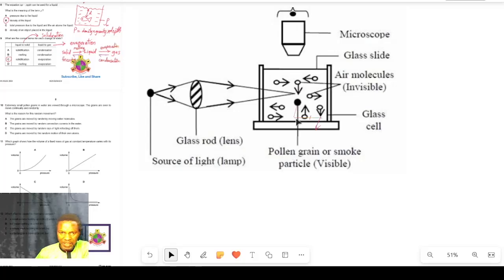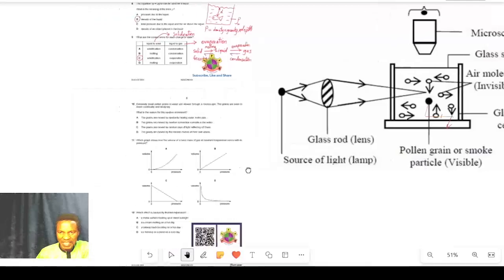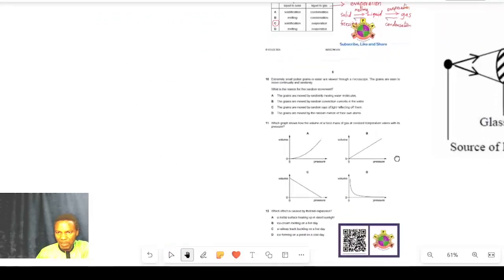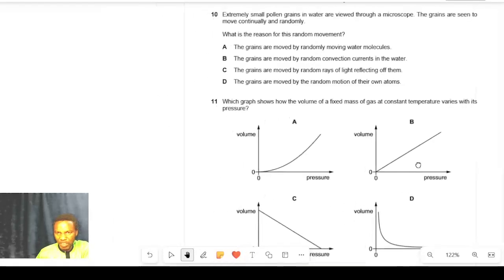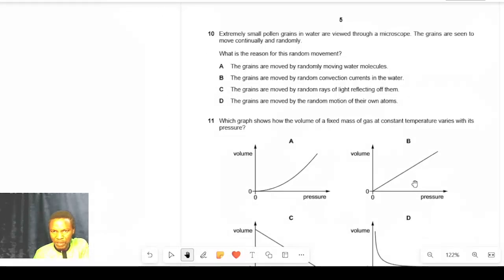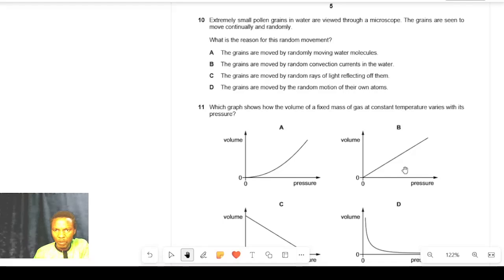So what is the essence of this experiment? It is an indication that water contains particles that are in continuous motion. So question 10, what is the reason for the random motion? The grains are moved randomly by the water molecules that are striking them.